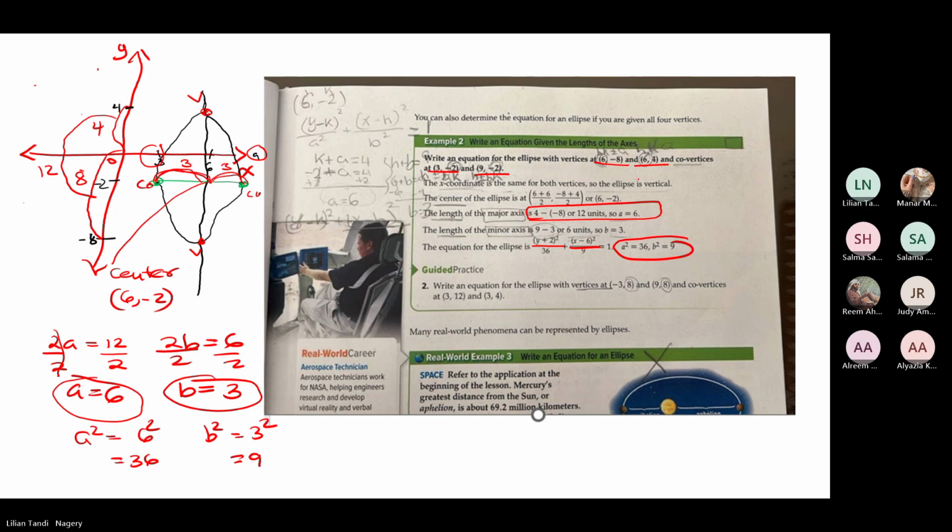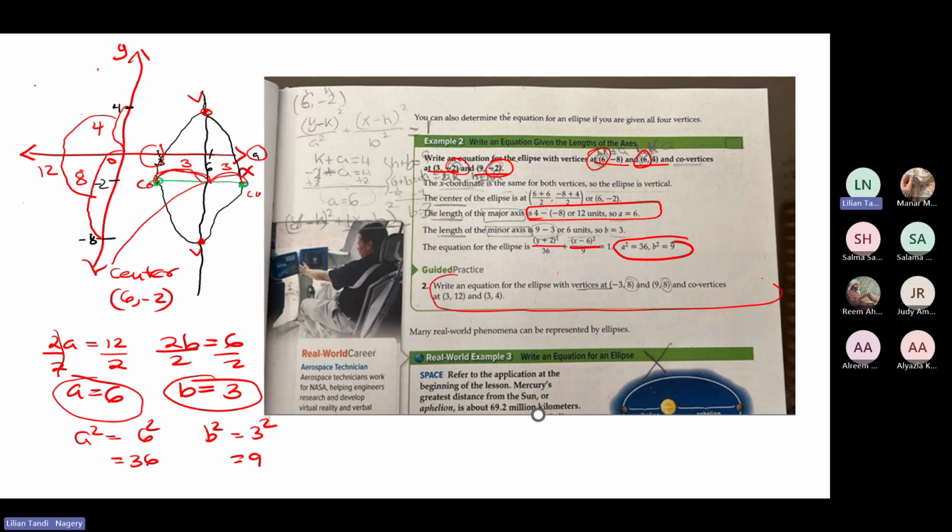Y minus 2. Here is your K. Do you see that? And X, here is your H. When your H is positive, in the equation it is negative. When your number is negative, in the equation it becomes positive. We are good or not? Yes. Right. Do question 2.